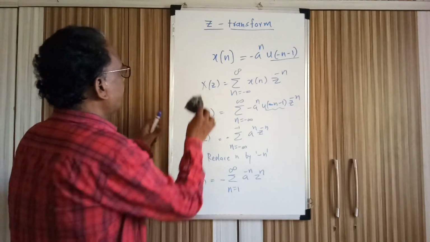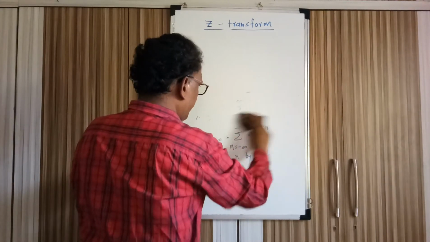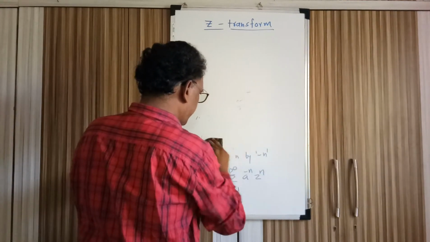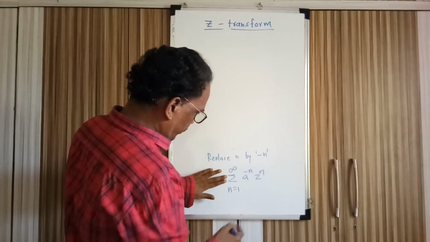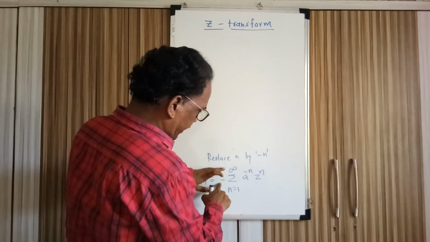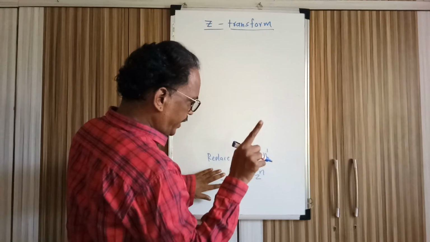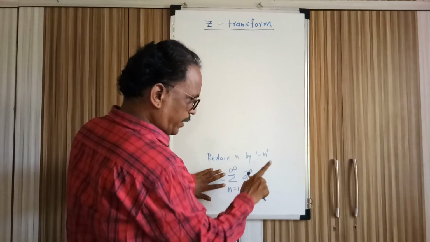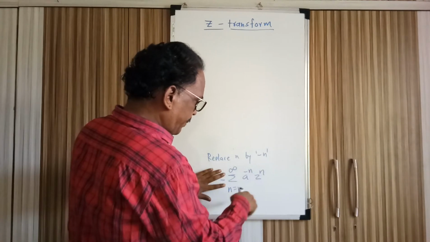So the limit is from 1 to infinity, but we want the limit from 0 to infinity to use the standard results in mathematics. So let us consider what n equal to 0 gives. If I take n equal to 0, what is the result? The result is minus 1, right? For n equal to 0, a raised to 0 is 1, and z raised to 0 is also 1. So n equal to 0 gives me minus 1.